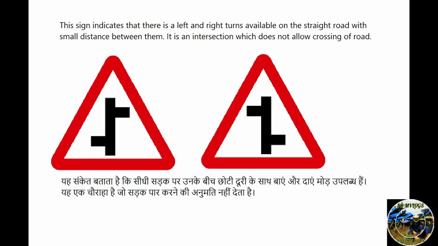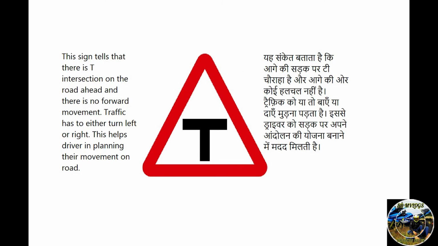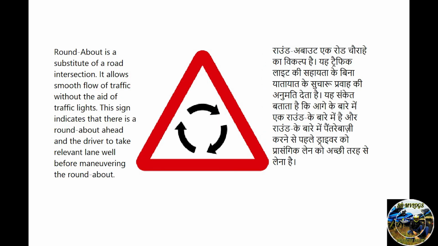This sign indicates that there are left and right turns available on the straight road with a small distance between them. It is an intersection which does not allow crossing of the road. This sign tells that there is a T intersection on the road ahead and there is no forward movement. Traffic has to either turn left or right. This helps the driver in planning their movement on the road.